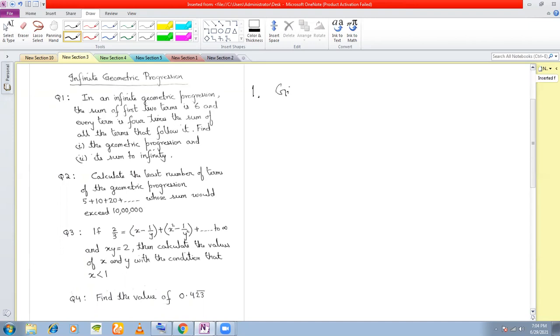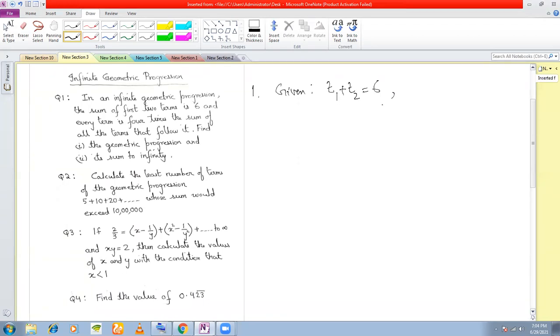Sum of the first two terms is 6. So given here is sum of the first two terms is 6. That means T1 plus T2 is 6. This is what is given to you, right? And what else is given?